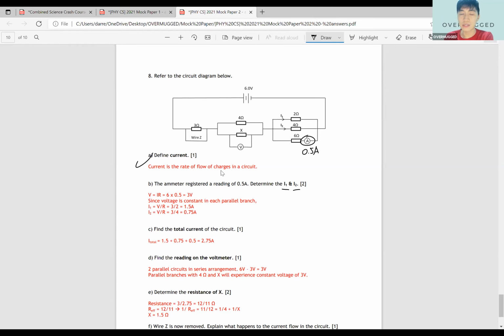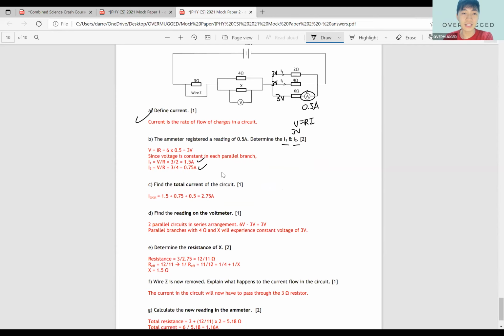My resistance is 6 ohm. So if I take V = IR, 6 times 0.5, I know my voltage is 3 volt, which means this lane gets 3 volt. First lane gets 3 volt. This lane also gets 3 volt. With voltage and resistance, I can then find their currents. This is from knowing that each branch across a parallel circuit has a constant voltage.